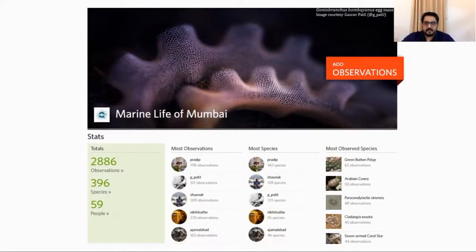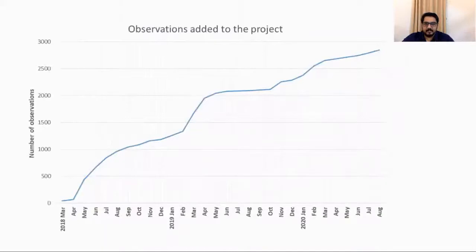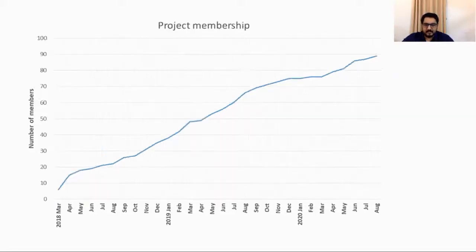The Marine Life of Mumbai project on iNaturalist has been growing steadily. Started in March 2018, the project today has nearly 3,000 observations of 396 taxa, which will only increase as more observations are identified to the species level. The number of people actively contributing to the project has steadily increased as well. What started with just the team has 91 members today.